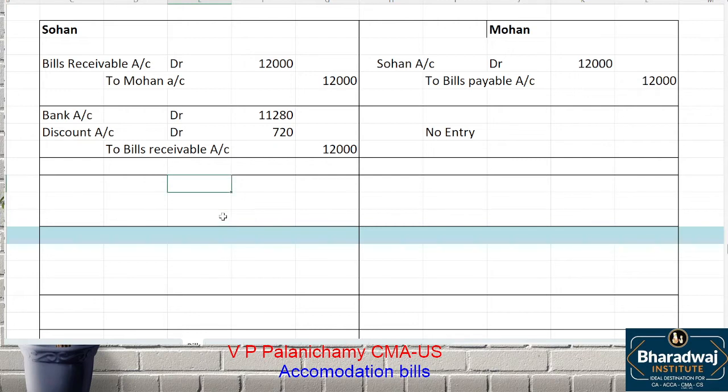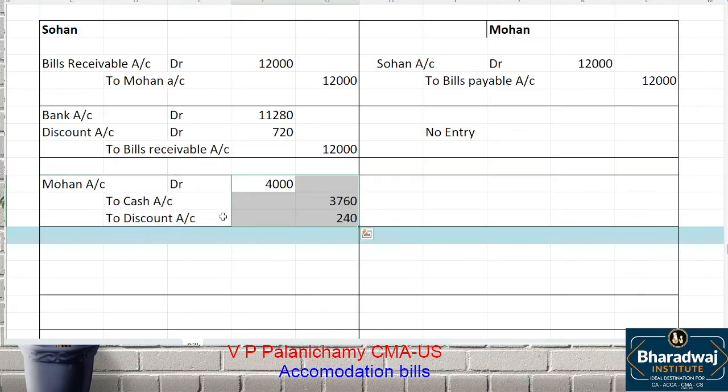We are remitting the money. Debit the receiver, Mohan account debit to cash and to discount. To Mohan, we are sending 1/3. So on the bill value of 12,000, 1/3 is 4,000, cash 11,280, 1/3 is 3,760, discount 1/3.